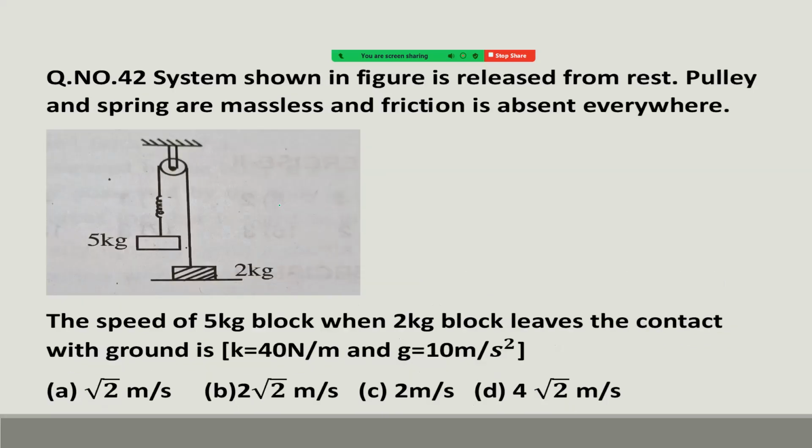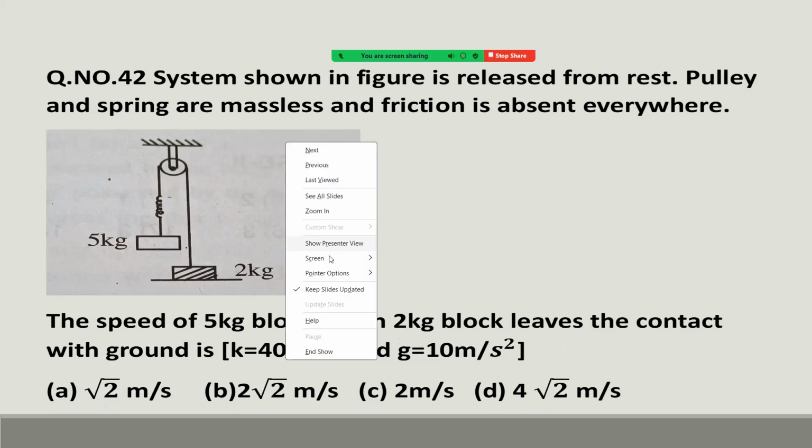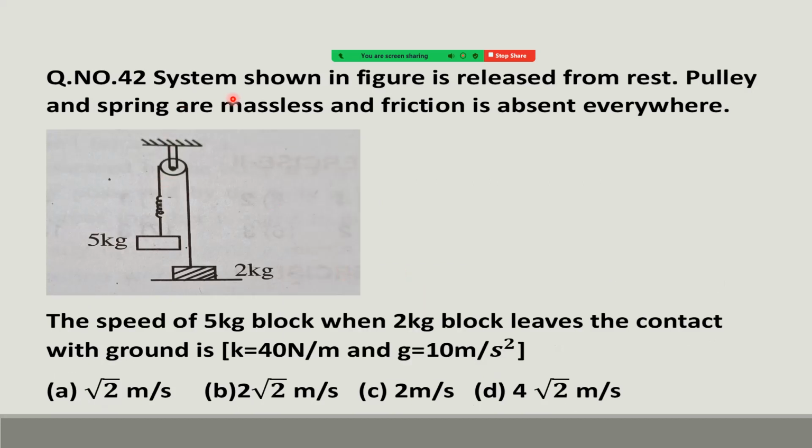Right. Now coming to the next one. Let's see the question given. The system shown in the figure is released from rest. Pulley and spring are massless and friction is absent everywhere. The speed of the 5 kg block when the 2 kg block leaves contact with the ground is, with the spring constant given, and g value 10.